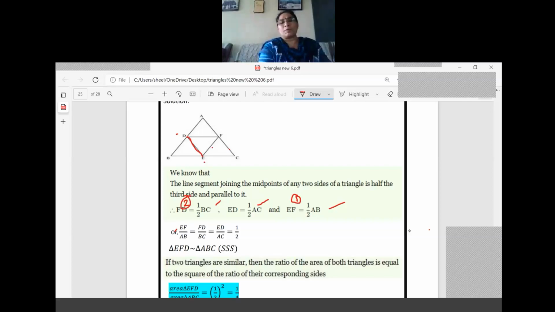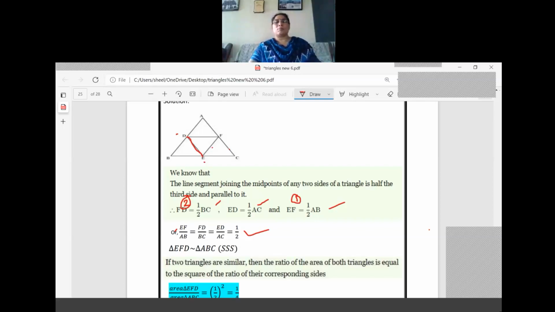FD by BC is also equal to 1 by 2. We are bringing it to this side. So what will happen? ED by AC equals 1 by 2. So if you take all three sides' ratios, it will be equal to 1 by 2 only. So by the SSS criteria, these two triangles are similar.